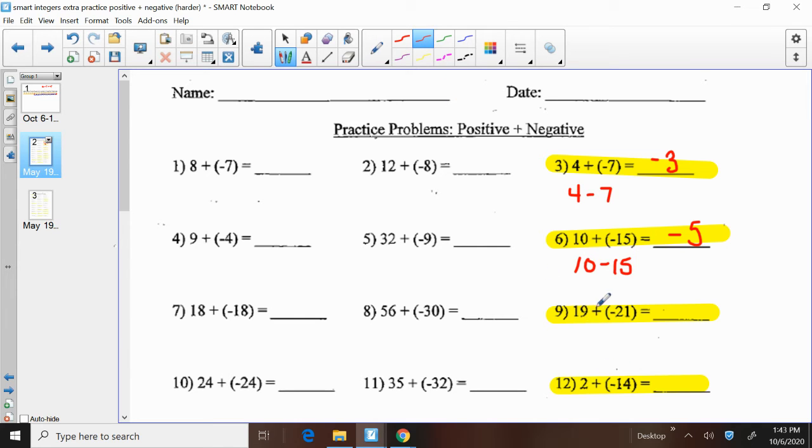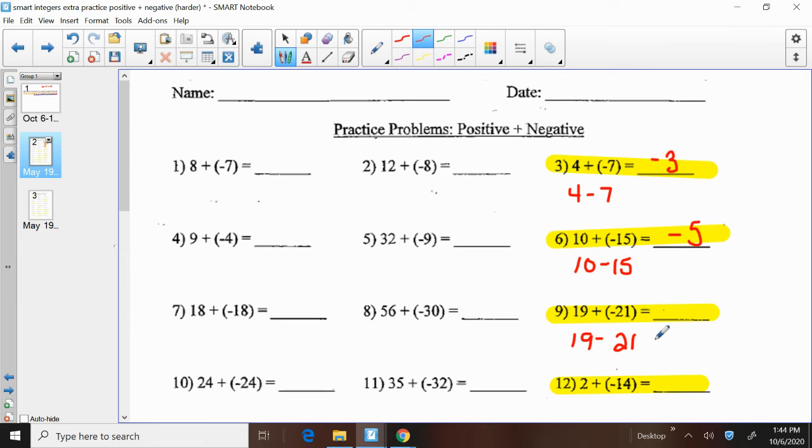So first I want to say to myself, well, what do I have to do? 19 plus a -21. So plus a negative means minus. So again, 19 minus 21. Well, if I have a calculator, I can literally type into my calculator 19 minus 21, and I can get the answer. But let's say I don't have a calculator that'll do that.